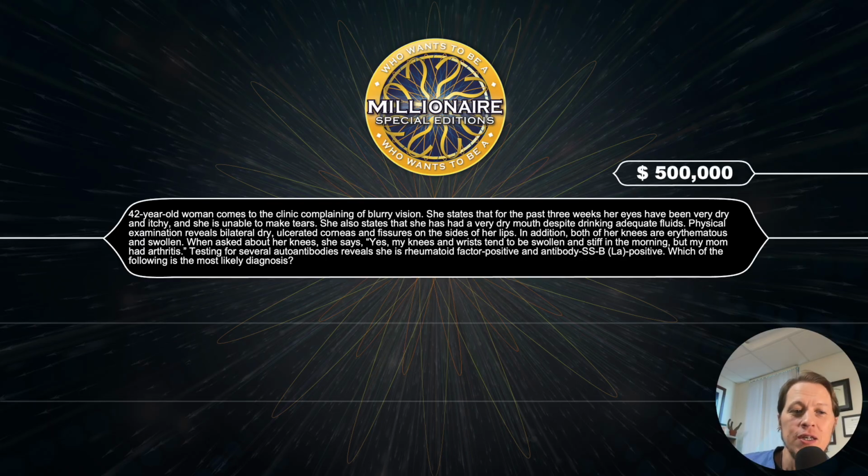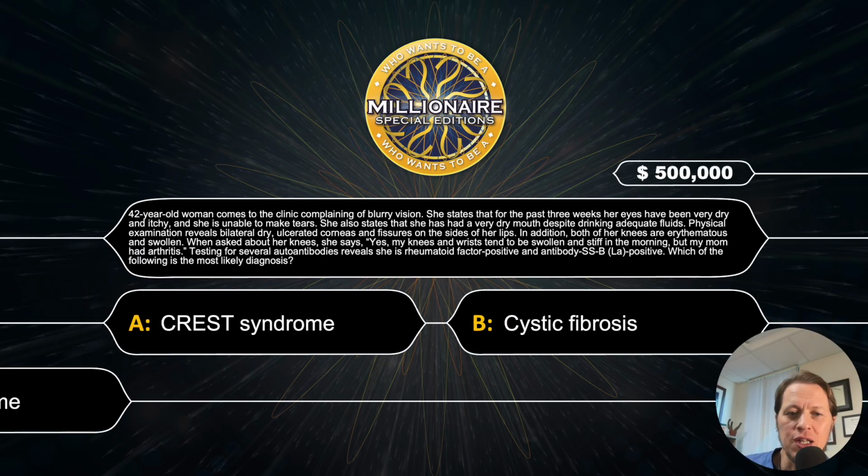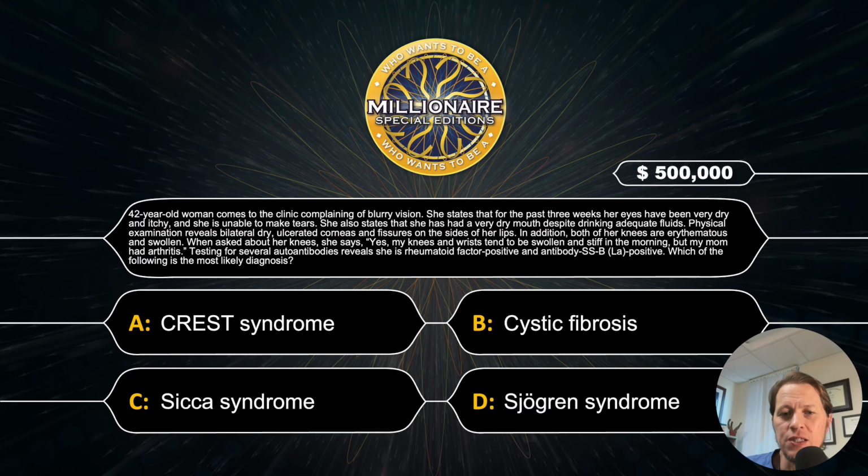Another long one. A 42-year-old woman comes to the clinic complaining of blurry vision. She states that for the past 3 weeks, her eyes have been very dry and itchy, and she is unable to make tears. She also states that she has had very dry mouth despite drinking adequate fluids. Physical exam reveals bilateral dry ulcerated corneas, that's horrible, and fissures on the sides of her lips. In addition, both of her knees are erythematous and swollen.